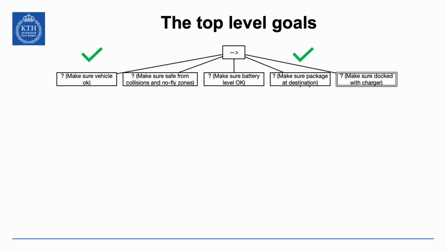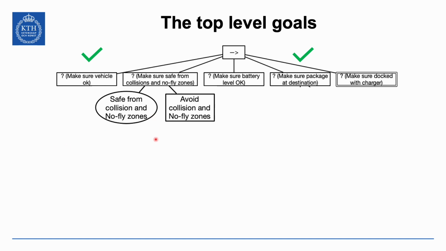So just let's look at the next thing. Make sure it's safe from collisions and no-fly zones. So here we're just adding a simple tree here. Obviously you can put a lot of work into the details here, but here we just check if we're safe. If we're safe, we're happy. If not, we let this action, avoid collision and no-fly zones, take care of everything. We're not going to get into details in this presentation about that kind of stuff.